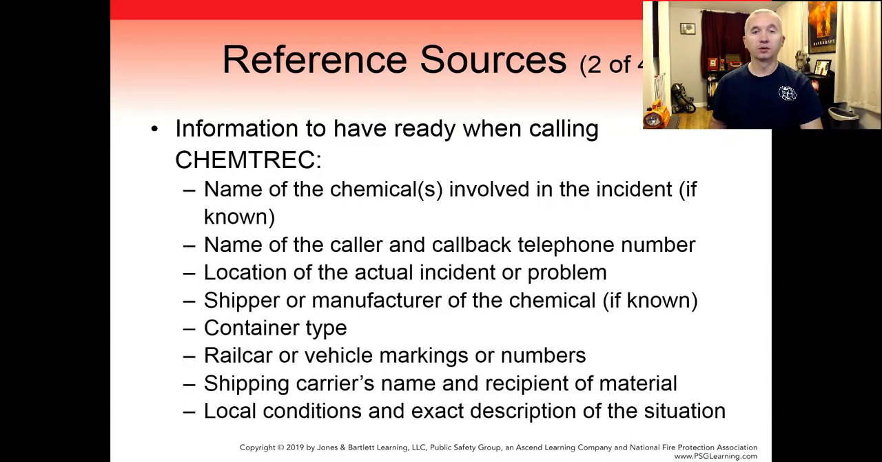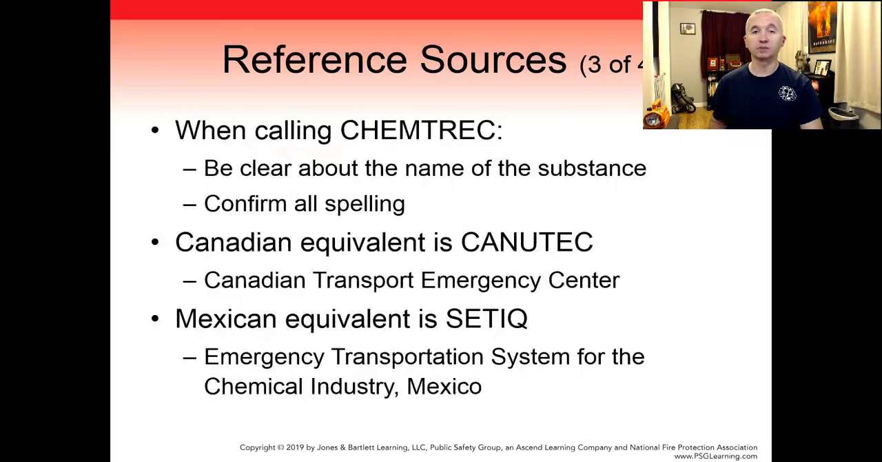information. When calling CHEMTREC, have the following basic information ready: name of the chemical involved in the incident, if it's known, name of the caller and callback telephone number, if disconnected, location of the actual incident or problem, shipper or manufacturer of the chemical, if known, container type, railcar or vehicle markings or numbers, shipping container's name, recipient's material, and local conditions and the exact description of the situation. Be very clear about the name of the substance when calling and confirm all spellings.